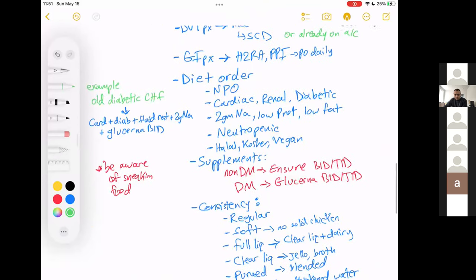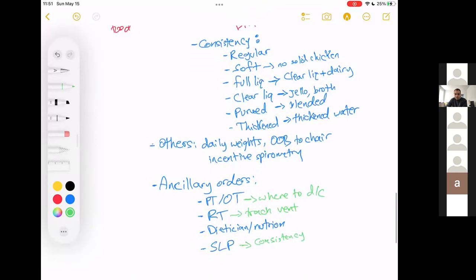I just have a question regarding physical therapy, occupational therapy. Is this order dealing only with discharge, not with the physical therapy that the patient has to undergo while being hospitalized?